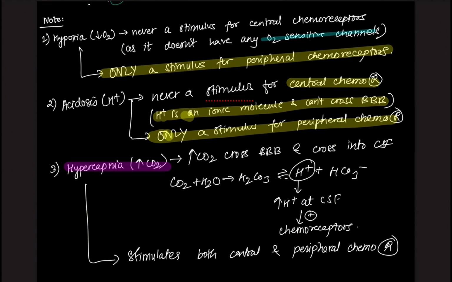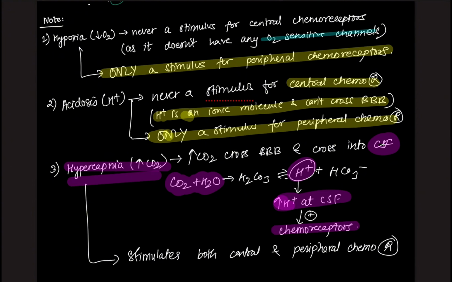Now if you talk about increase in CO2, this increase in CO2 can cross the blood brain barrier and it can reach the CSF. So at the CSF, this CO2 will be reacting with water to form H2CO3, and that is going to dissociate to form H plus. So since there is an increase in H plus at the level of CSF, it is able to stimulate the chemoreceptor. So hypercapnia is the only stimulus that is able to send stimulus to both central and peripheral chemoreceptor, and that is the reason why we tell that CO2 is a stronger stimulus for ventilation as compared to O2. So an increase in CO2 is a stronger stimulus for respiration than the decrease in oxygen, right?